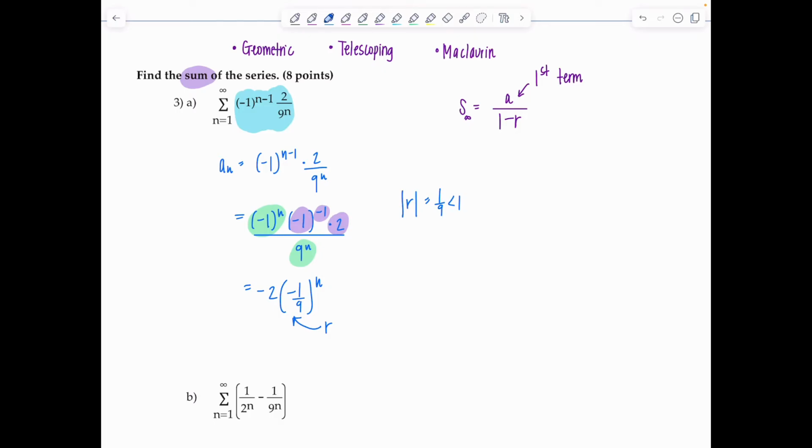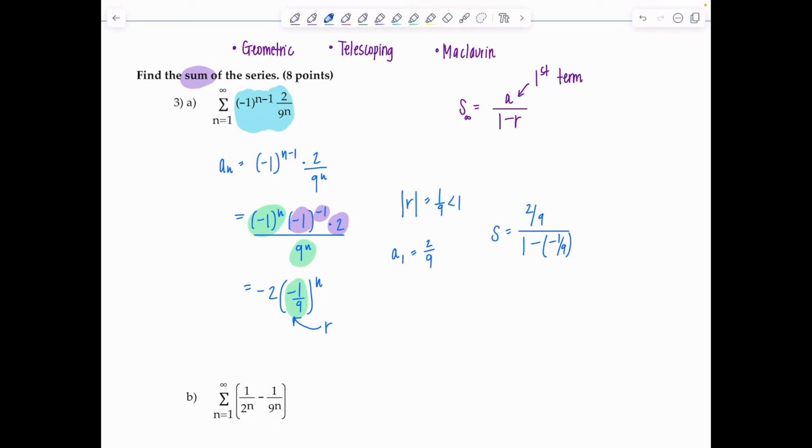And what's my first term? If I plug in n equals 1, you could plug it into either the original hot mess or this. You will get the same result as long as you didn't do anything illegal. So negative 1/9 raised to the first is negative 1/9, times 2 is positive 2/9. Okay, so the sum is going to be 2/9 over 1 minus, and some students did mess this up, it made me sad, R is negative 1/9.